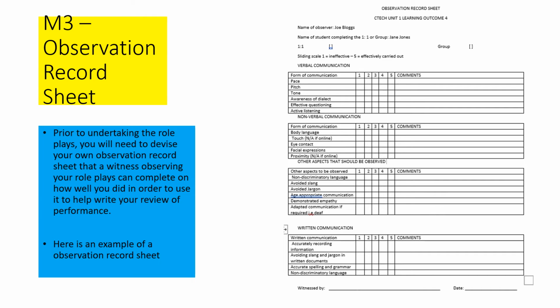So as a class, prior to undertaking your role plays, you will need to devise your own observation record sheet. If you look on the right-hand side, this is one that I have produced and made. This can be used to look at the forms of communication which you've used, verbal and non-verbal, other aspects that should be observed, written communication. And this is a sliding scale 1 to 5, so 1 being ineffective, 5 being effective, and also leaving space for comments, which should help you then review how well you did and areas for development.